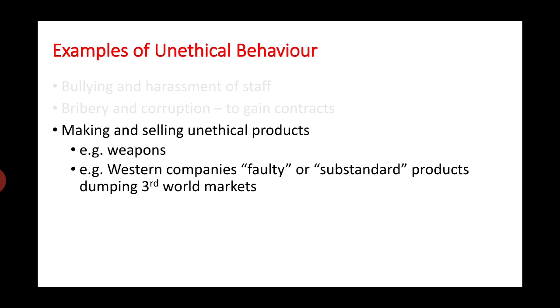Number 2, what is happening a lot in this world? Western companies dumping faulty or substandard products in the third world market. What happens here? The Western companies take their expired or finished products, or products which do not have standards or have very low standards, and they sell them in the third world market. They throw them in the third world market rather than losing them, which is an unethical practice. These are examples of unethical practices.